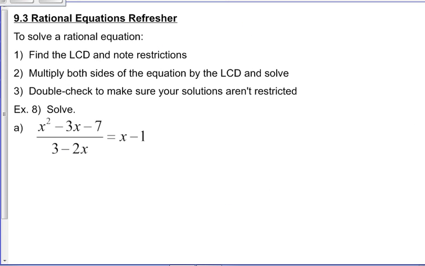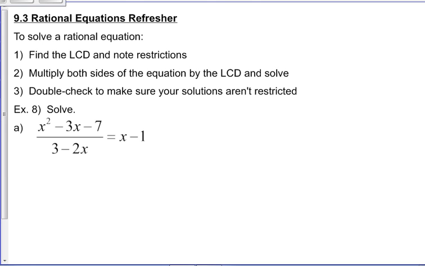Okay, the last topic is rational equations. It's really a refresher because it was in your course last year. So to solve a rational equation, you need to find the lowest common denominator and also note the restrictions. Then you probably want to get rid of your fractions by multiplying by the lowest common denominator and solving. You'll double check to make sure your solutions aren't restricted values. So let's go through that process on this one over here.